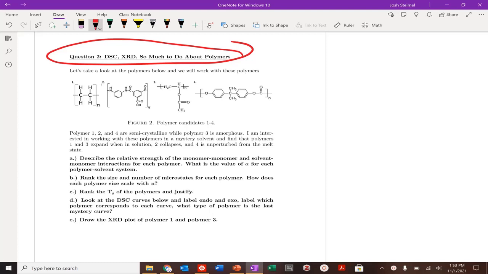I'm interested in working with these polymers in a mystery solvent and find that polymers 1 and 3 expand, 2 collapses, and 4 is unperturbed from the melt state. So describe the relative strength of the monomer-monomer and solvent-monomer interactions for each polymer.